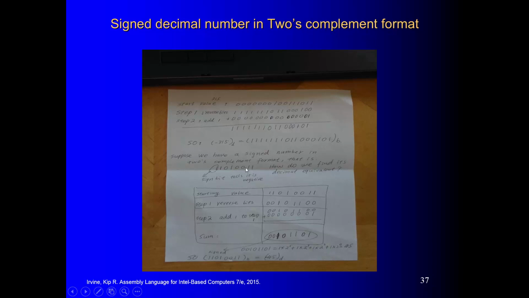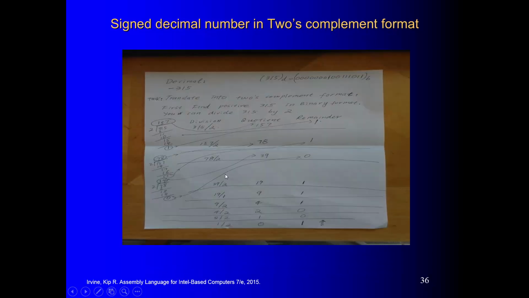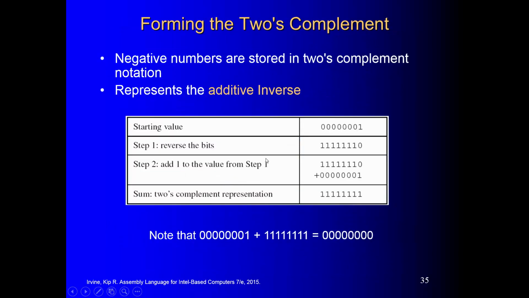Okay, here I have another case study. Suppose in your test or in your homework, you were given a signed number in two's complement format. Can you convert this back to find out how much it is in decimal? And this is the example. I have 11010011. It's a signed number. To find out how much this is, I have to follow the same procedure here.